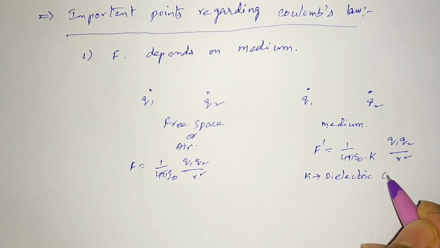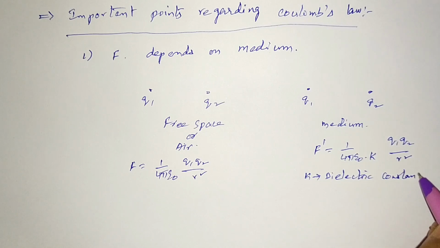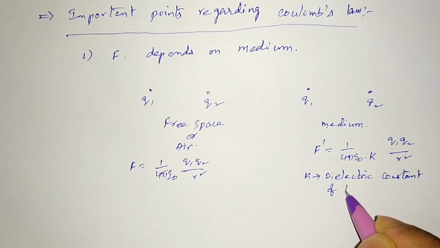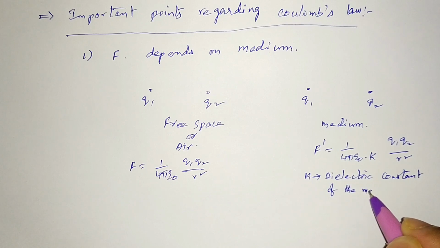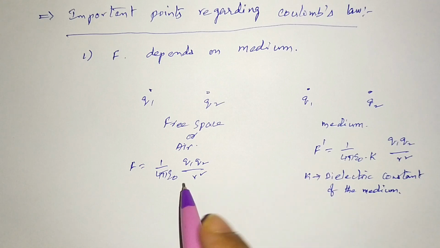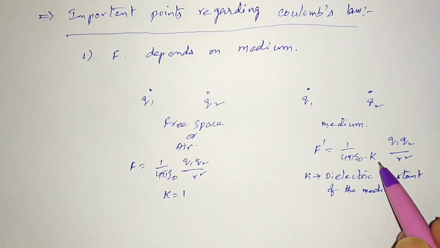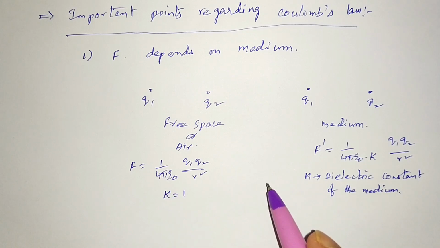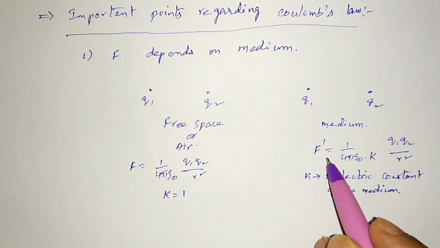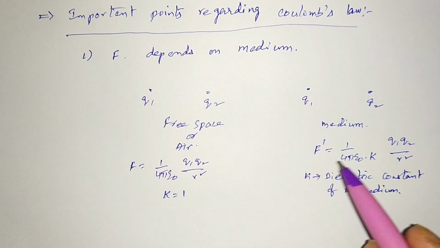Dielectric constant of the medium. Generally in this formula also k will be there, but here the k value is 1 for air or free space, but here it is not 1. Then what will be the relation between these two forces? What is the new force related to F, whether it is increasing or decreasing?